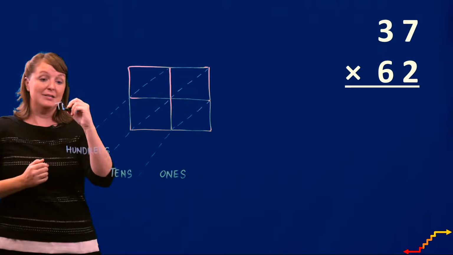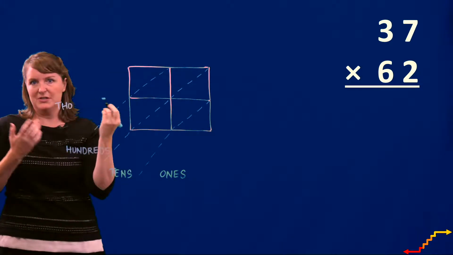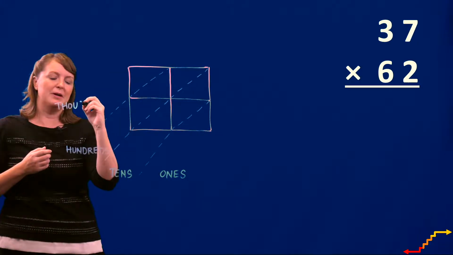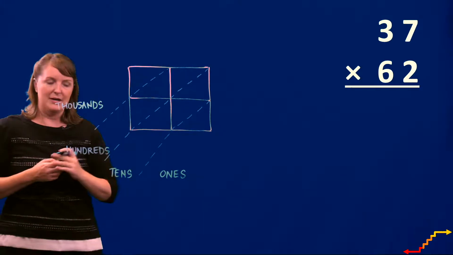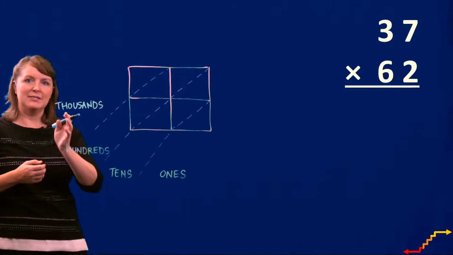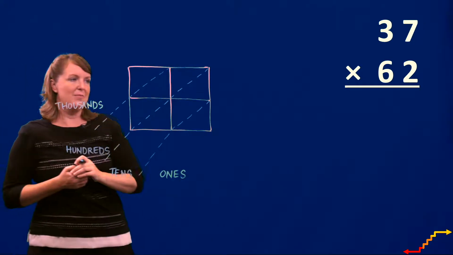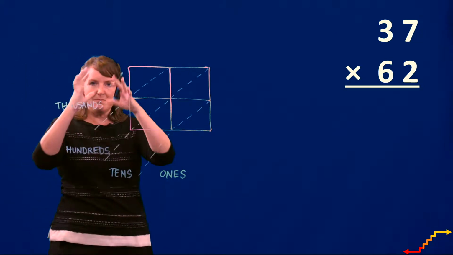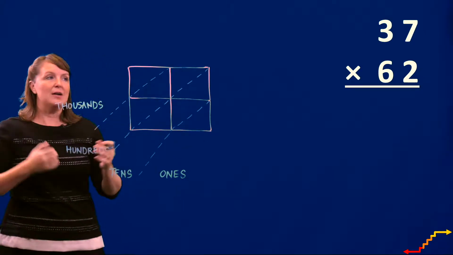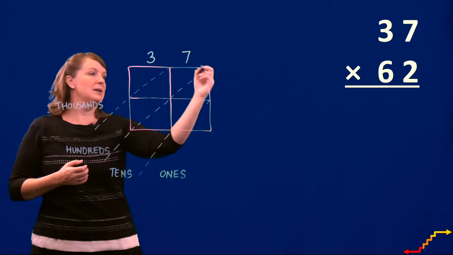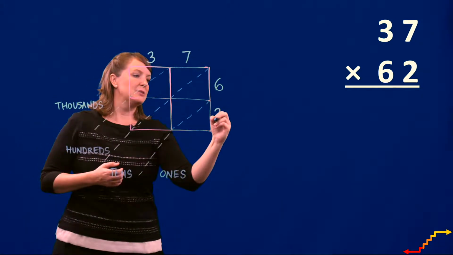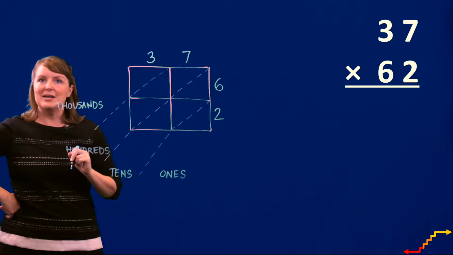Now, if you had more lattices, if you had a three-digit number multiplied by another three-digit number, you would just adjust your place value accordingly. But it always moves from ones, tens, hundreds, thousands, and around. All right, so now I've got my whole thing set up. Now it's time to put in our numbers. So I was multiplying 37 times 62. So now let's go ahead and do some math.